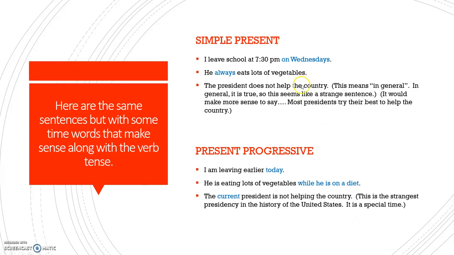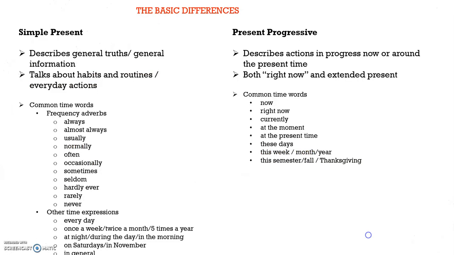Okay, so we have examples on the top and the bottom showing different time words and showing those two tenses with different meanings. Let's keep going. This slide shows you the basic differences side by side. This is all the same information that you have in your textbook. We have simple present on the left. We have the meaning. It describes general truths, general information. It talks about habits and routines and everyday actions. And then we have lots of time words that we use with simple present. We have frequency adverbs. And then we have other time expressions.